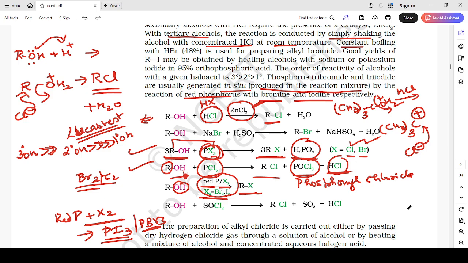Ma'am, so in situ means like there are two different compounds and it could be any of them? Is that what it means? See, in this reaction, I am taking PBr3. I am not taking PBr3 in the next reaction. Instead, I am taking red phosphorus plus Br2. I don't waste my time in synthesizing this compound and then adding to my alcohol. Instead, I take the precursors, the reactants that will form PBr3.